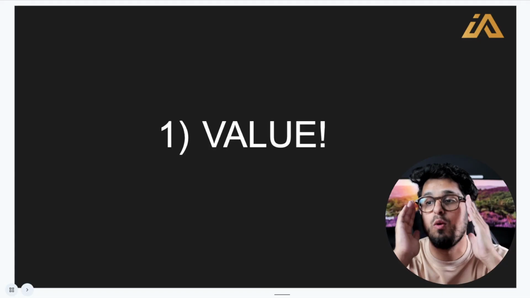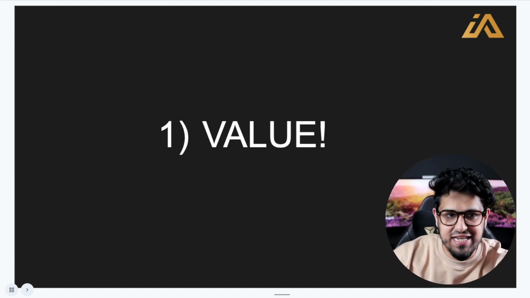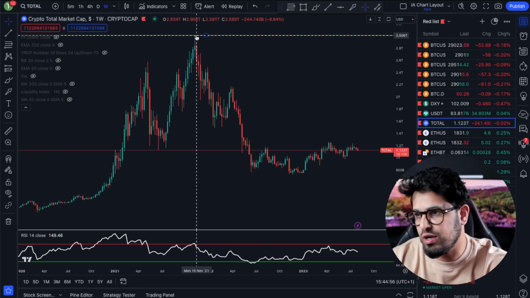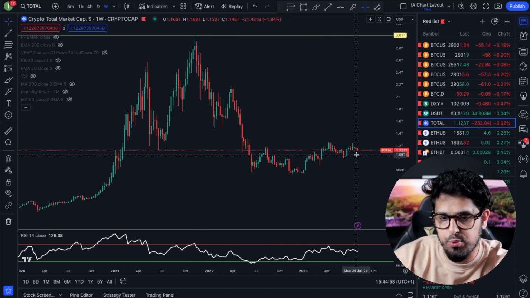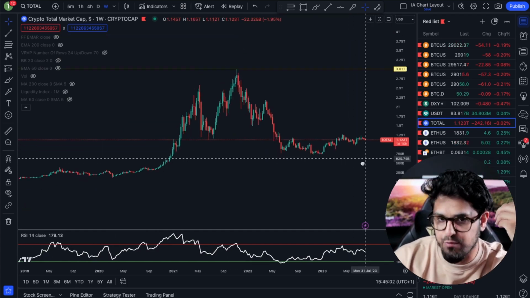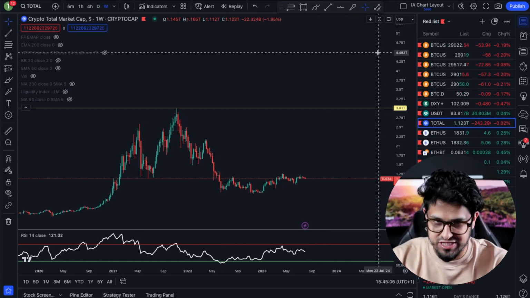The first thing I want to be drilling home for you guys is that right now this market is retraced. We were sitting here in this market at $3 trillion in November of 2021. We are now down here at 1.12 trillion. Clearly, we're hugely retraced here. We're expecting a big bull market to the upside when Bitcoin goes for its next halving.